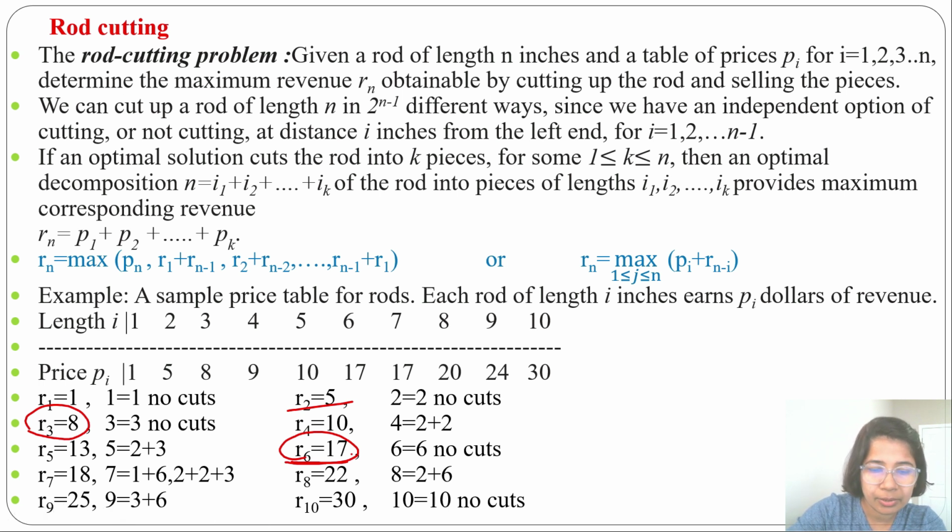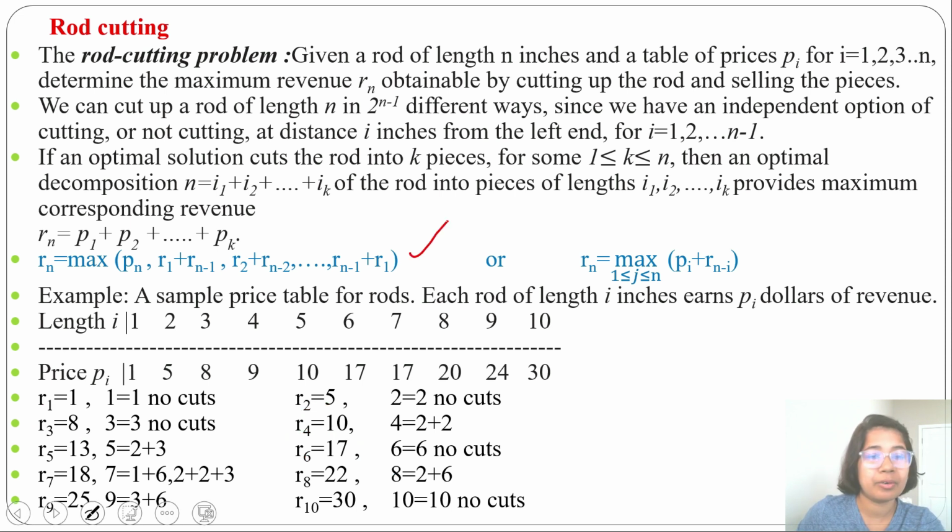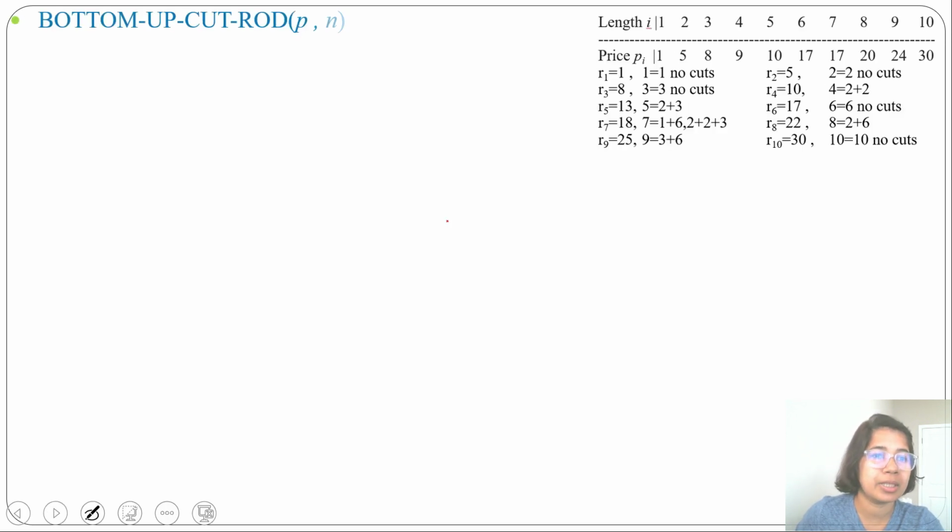Next R10 equals 30 without any cut. So we just use this formula and found the revenue. There is an algorithm for this.